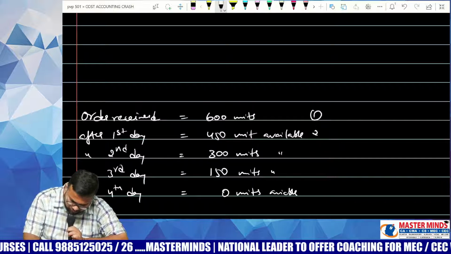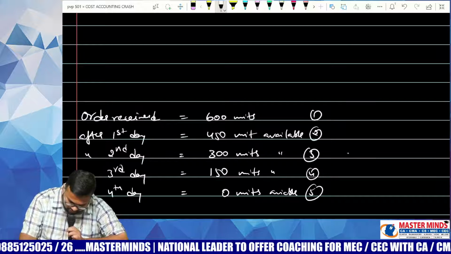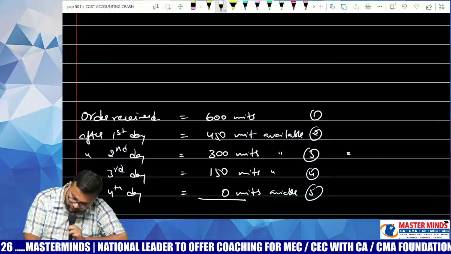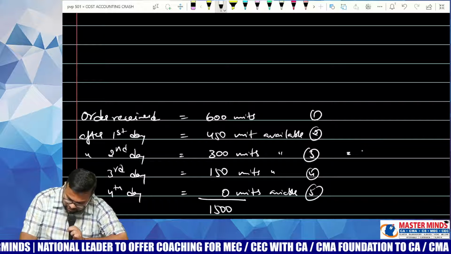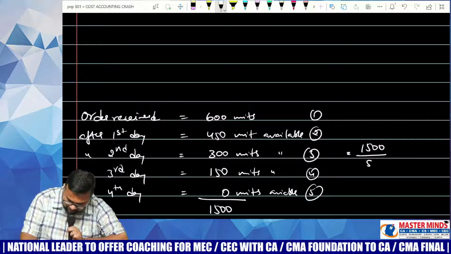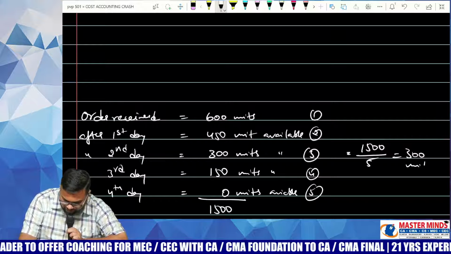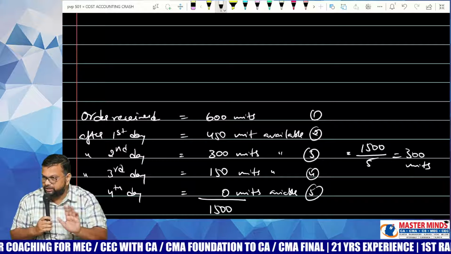So we will take a simple average now. 1, 2, 3, 4, 5. If we add all these, how much will you get? The total is 1500, right? 600 plus 450 is 1050, and 1050 plus 450 is 1500. So simple average, 1500 divided by 5. How much will you get? 300 units, right? I hope you are able to understand it now.